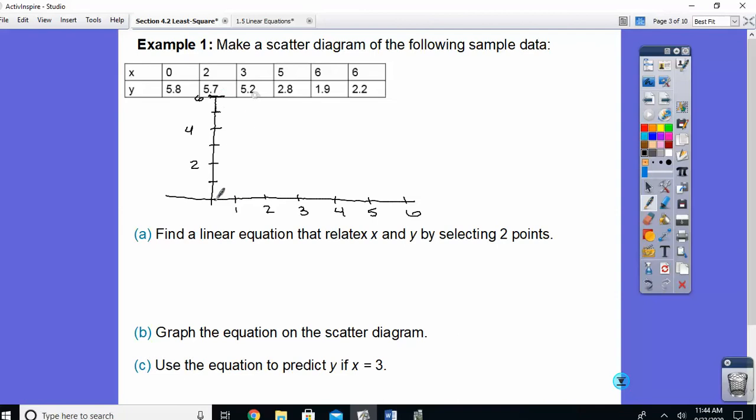Okay, so then if we plot these, we have 0, 5.8, 2, 5.7, 3, 5.2, 2.2.